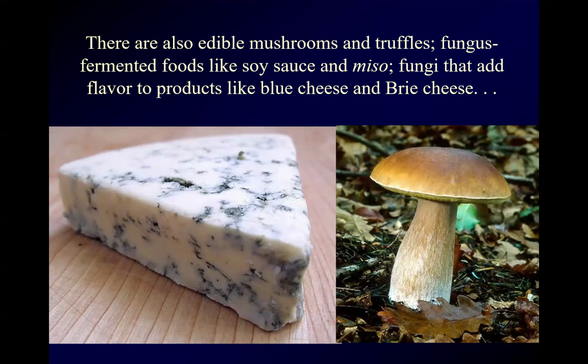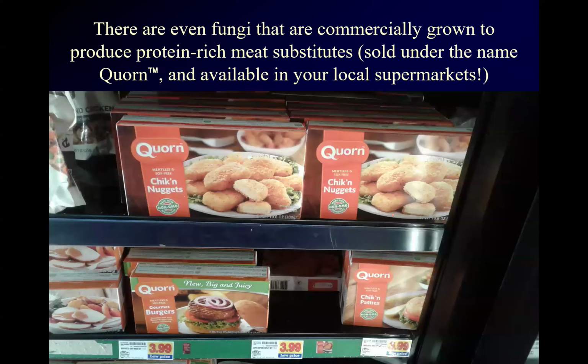Fungi are deliberately added to certain cheeses to produce flavor. So blue cheese has its flavor and its color and those blue streaks in it because a specific fungus has been deliberately added to it. And as the fungus breaks down the cheese, it produces these byproducts that give the cheese its flavor. Brie is also a cheese that has deliberately had fungi added to it.